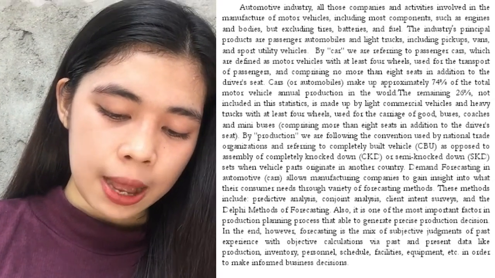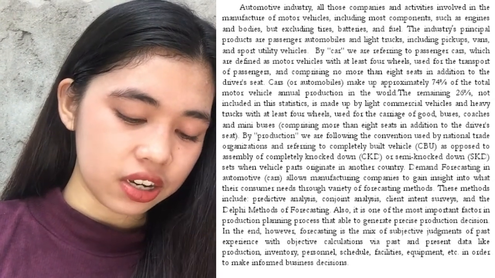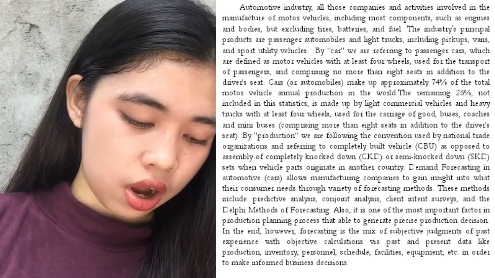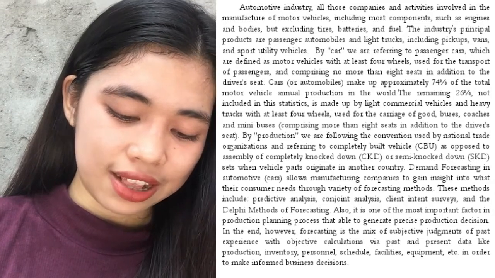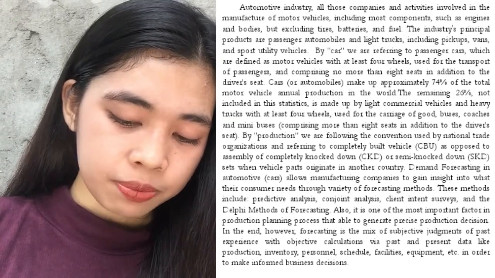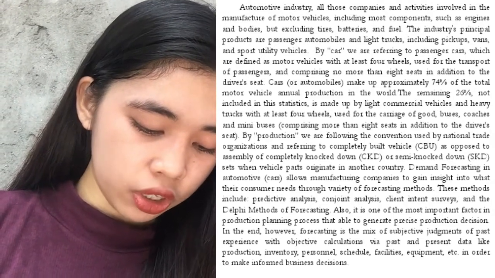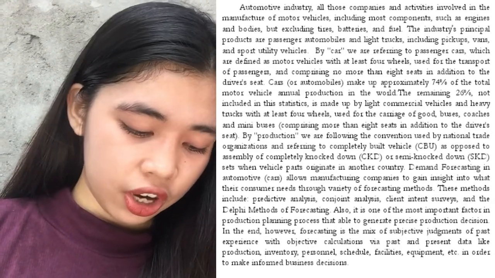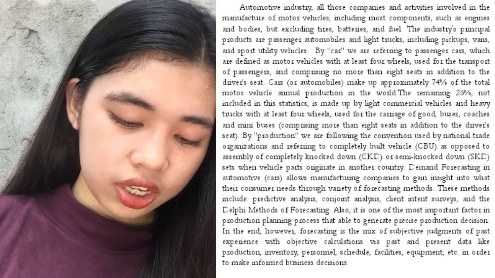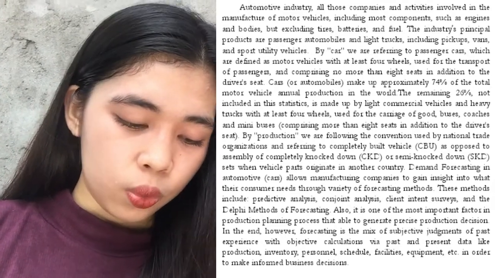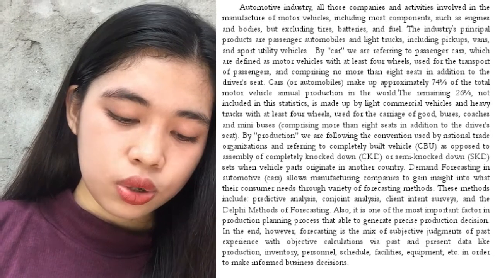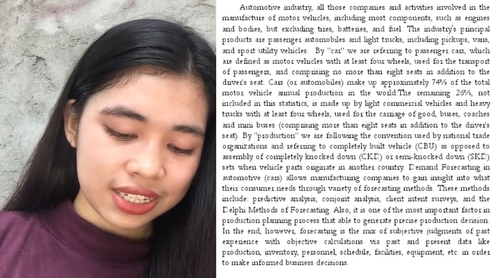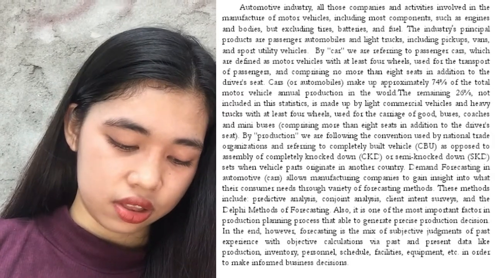Automotive industry: all those companies and activities involved in the manufacture of motor vehicles, including most components such as engines and bodies, but excluding tires, batteries, and fuel. The industry's principal products are passenger automobiles and light trucks, including pickups, vans, and sport utility vehicles. By car, we are referring to passenger cars, which are defined as motor vehicles with at least 4 wheels used for the transport of passengers and comprising no more than 8 seats in addition to the driver's seat.